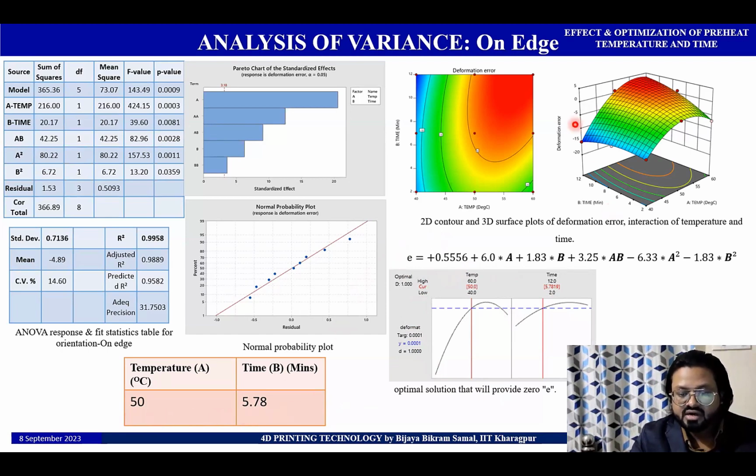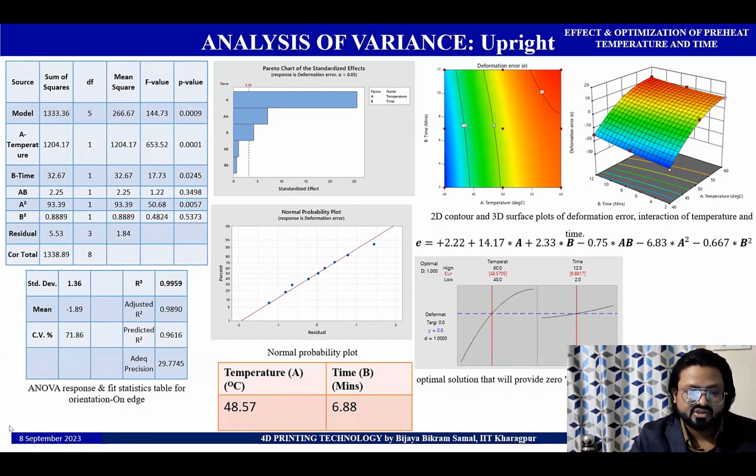Here we can see the 3D plot between time, temperature and deformation error. Whenever we are increasing the time and increasing the temperature, the deformation error goes in the negative direction. And when we are decreasing them, we are getting it in the positive direction.